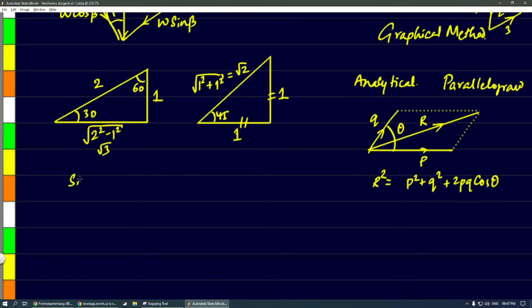Suppose you want sine 30. Sine is opposite by hypotenuse. So now for 30, what is opposite? 1. And what is the hypotenuse? 2. So sine 30 is 1 by 2.